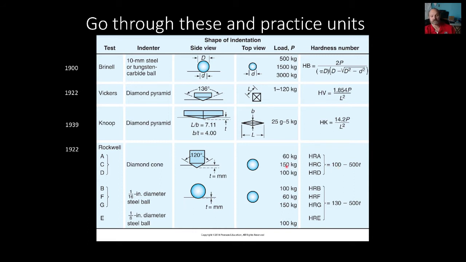If you did the HRA test and you didn't get it to dent at all, then you'd move to the HRC test, or maybe the HRD test, one of those two, until you get a dent in it. And then you'd say, oh, it's an HRD, and have a certain number. That's why they have these different loads here.